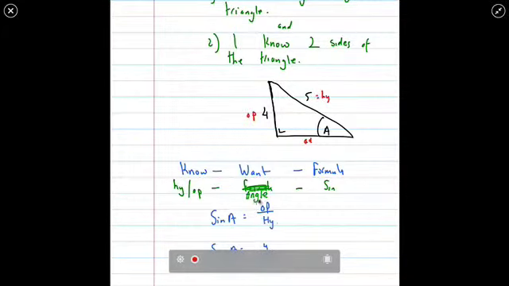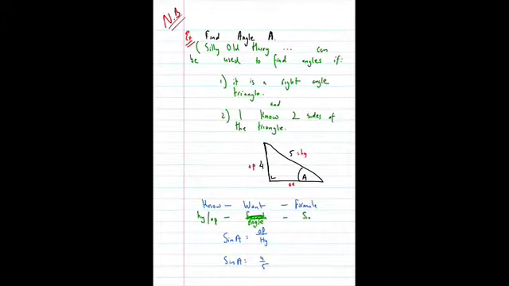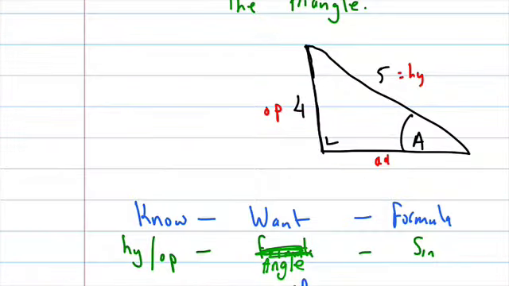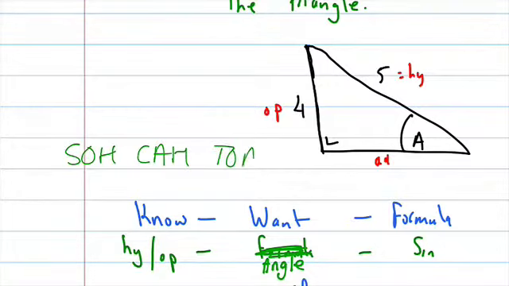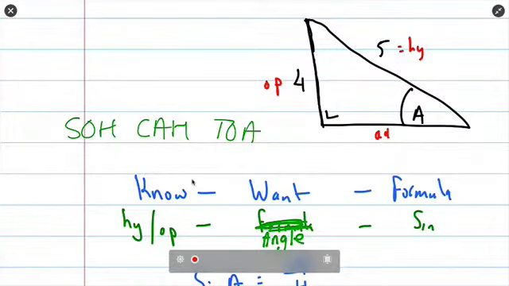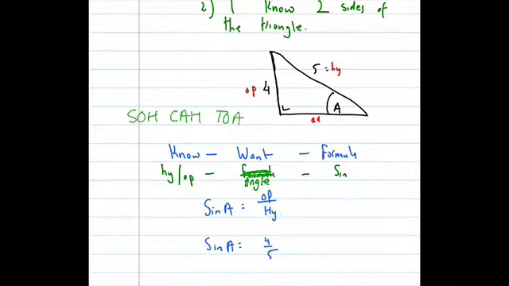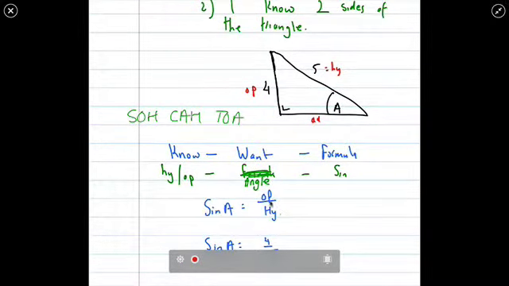So see this H, I go to silly old Harry caught a herring. Let me write it out here again. Silly old Harry caught a herring trawling off America. I look at which one of these has both H and O in it: sine. So that's where sine came from. Sine of an angle is equal to opposite over hypotenuse. Are you with me?